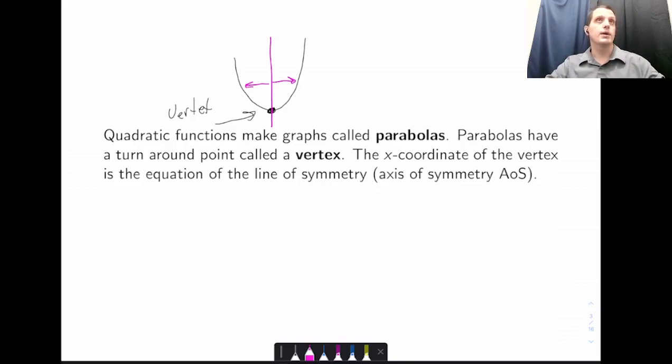So in a way, we can get away with knowing a few points and our axis of symmetry to graph parabolas instead of needing to know a whole bunch of points, which people have done in the past.